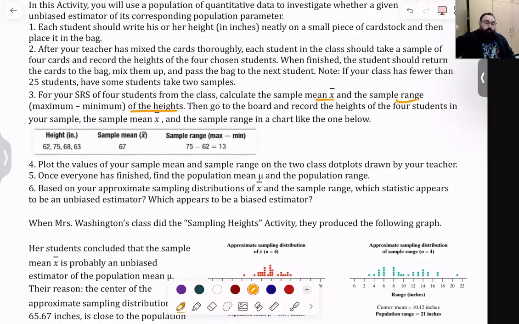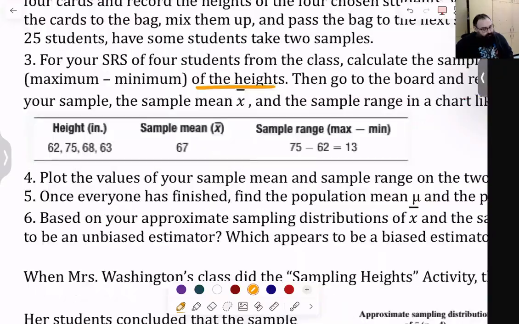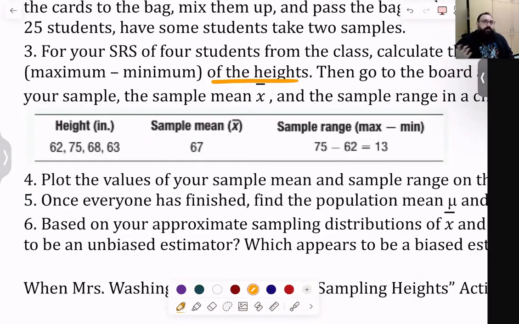Then you're going to go to the board. You're going to record the heights of the 4 students, the sample mean, and the sample range, and it's going to look something like this. Now, obviously, we don't have time to do this right now, but all of you are going to each have that. So would you agree that in this class we would basically have 30 different samples of size 4? And all 30 of you would have your own x bar and your own range. Say yes. Okay.